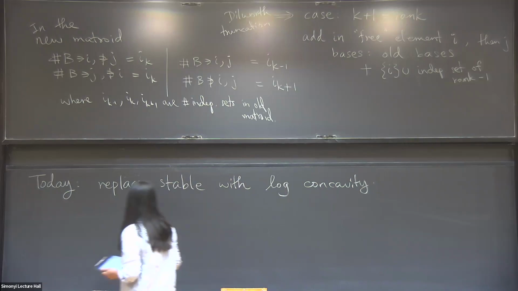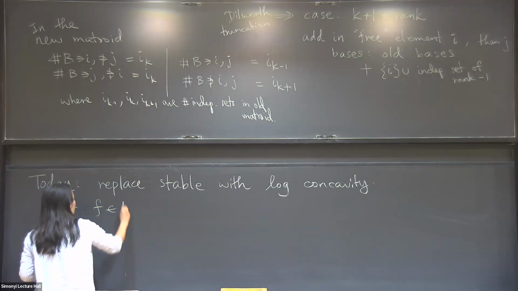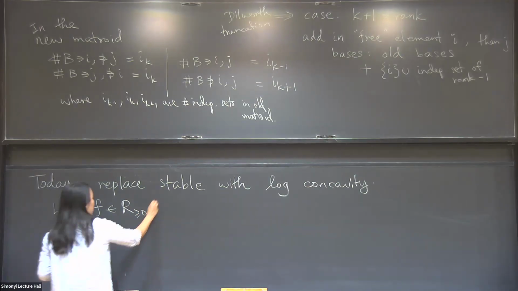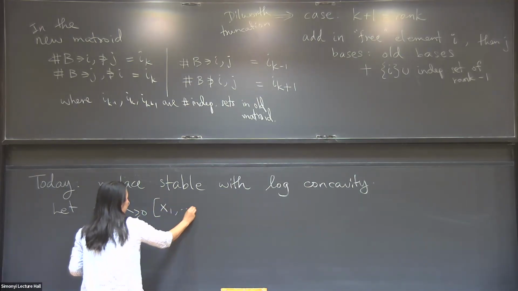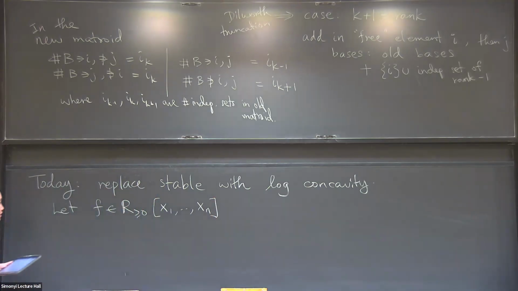Right. So let's look at a polynomial. For the rest of today, all my polynomials are going to have non-negative coefficients. Okay? Even if I don't write it, we're going to assume that the polynomials have non-negative coefficients.